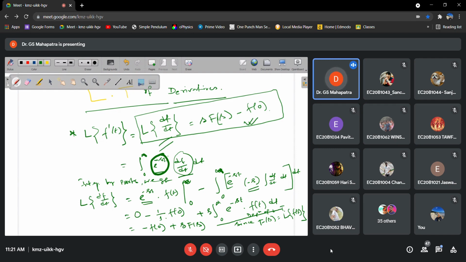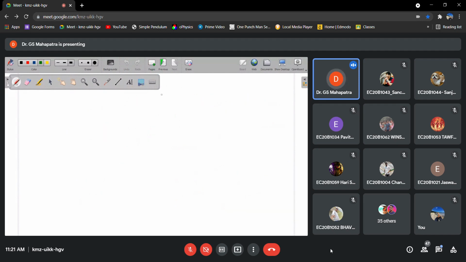Now I will go to the next page to find the Laplace transform of the second derivative, and then we will continue similarly. So the Laplace transform of d2f/dt2, from the definition, equals the integral from 0 to infinity of e to the power minus st times d2f/dt2, integrated with respect to t.